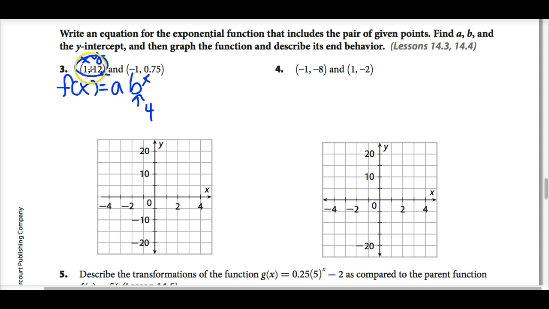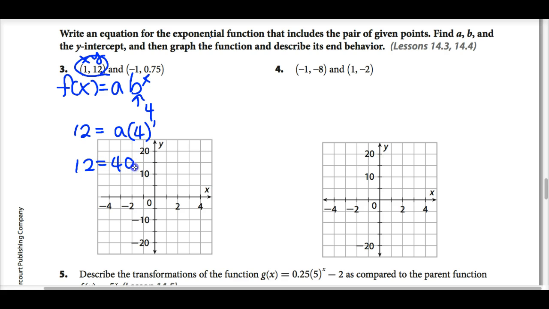So instead of x, I plug in 1. Instead of f of x, I plug in 12. Instead of b, I plug in 4, because I found out that you have to multiply by 4 every single time. Are we ready? 12 equals a times b, which is 4, in parentheses, raised to the power of 1. If you multiply 4 one time, it's just 4, right?